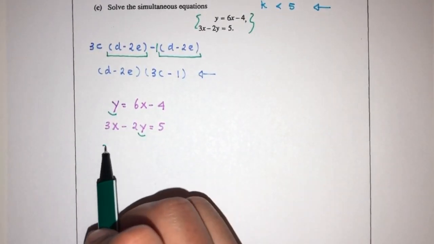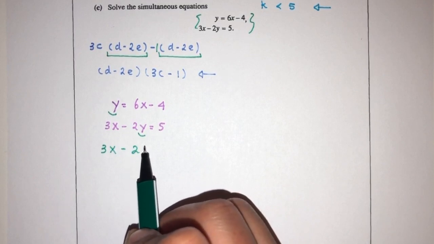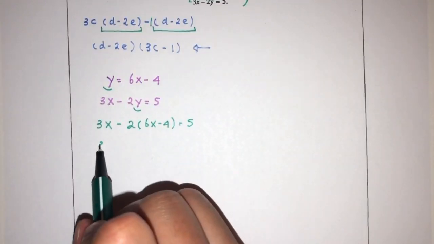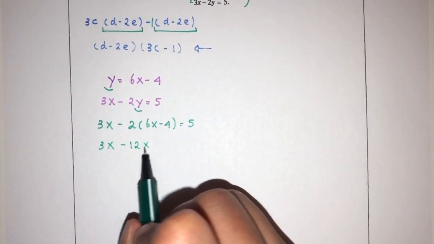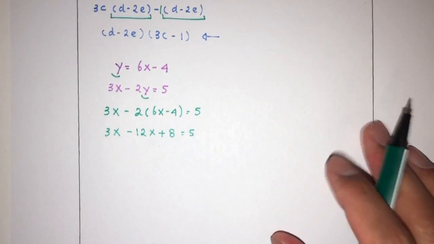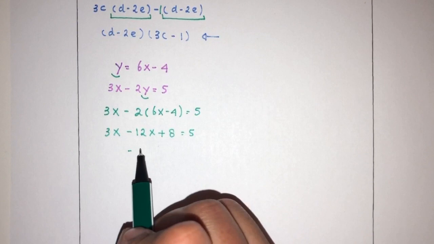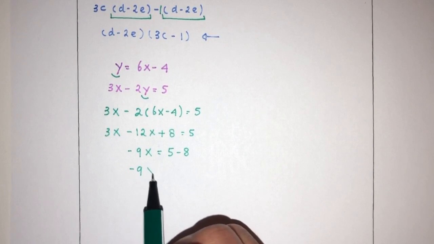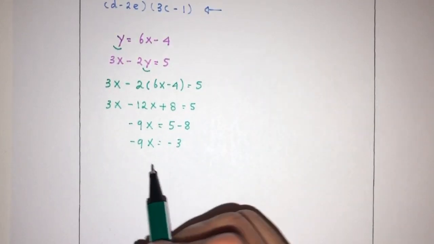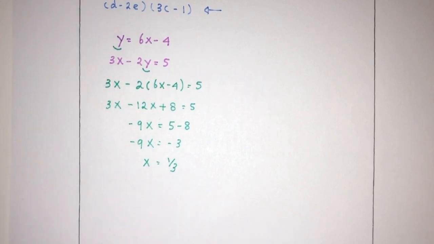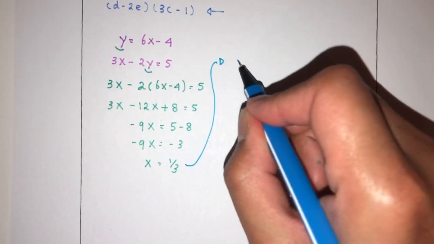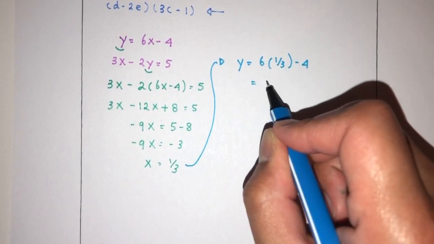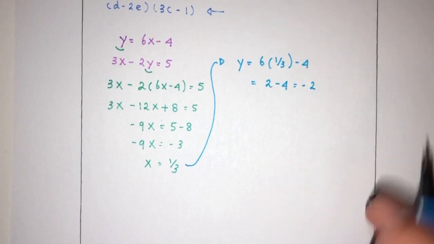Replacing this equation, you have 3x minus 2. But what is y? y is equal to 6x minus 4, is equal to 5. Solve. Minus 12x plus 8, 5. That will be 3 minus 12, will be minus 9x. 5 minus this, so 5 minus 8 should be minus 3. x has to be 1 over 3. Now from this we can conclude that y has to be 6 times 1 over 3 minus 4. That will be 2 minus 4, which is minus 2.